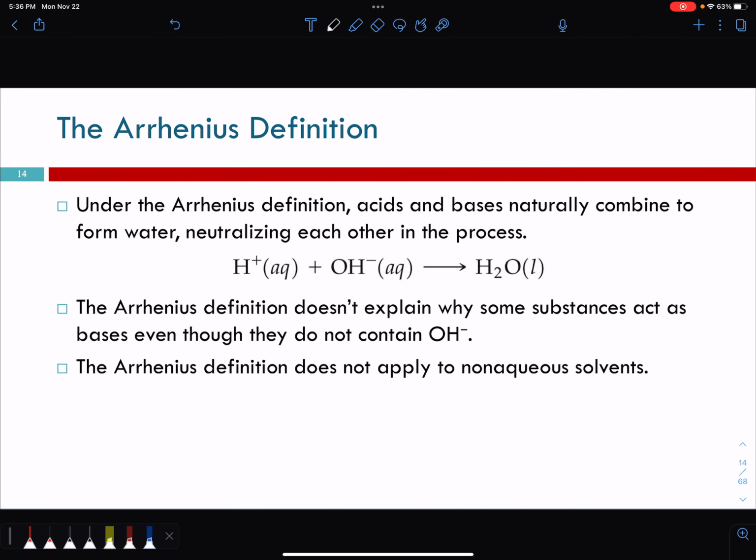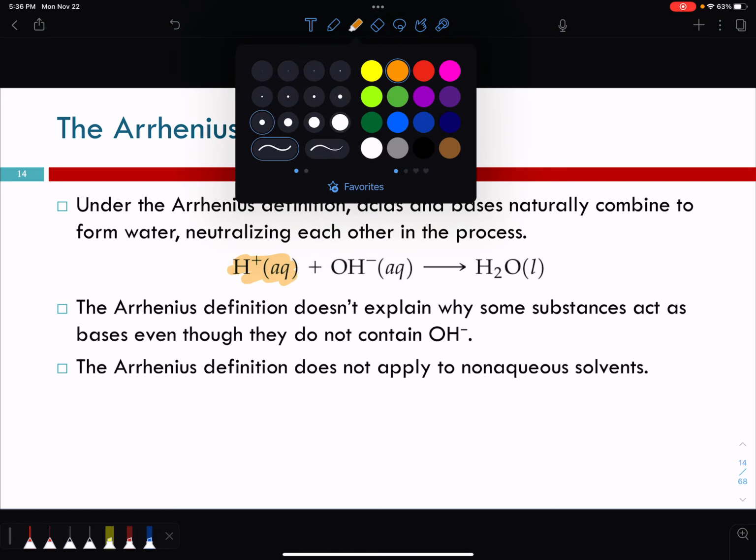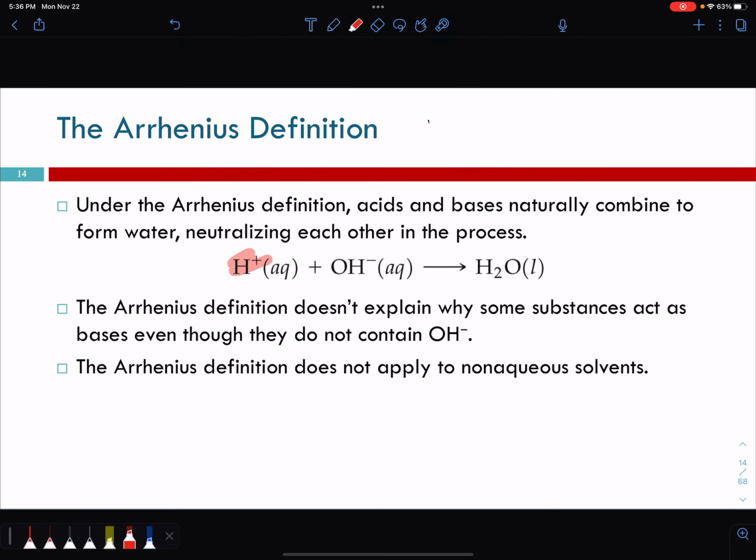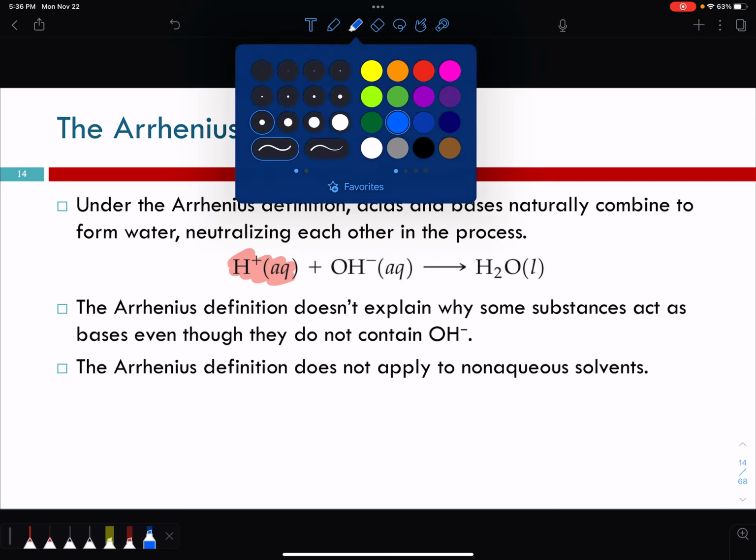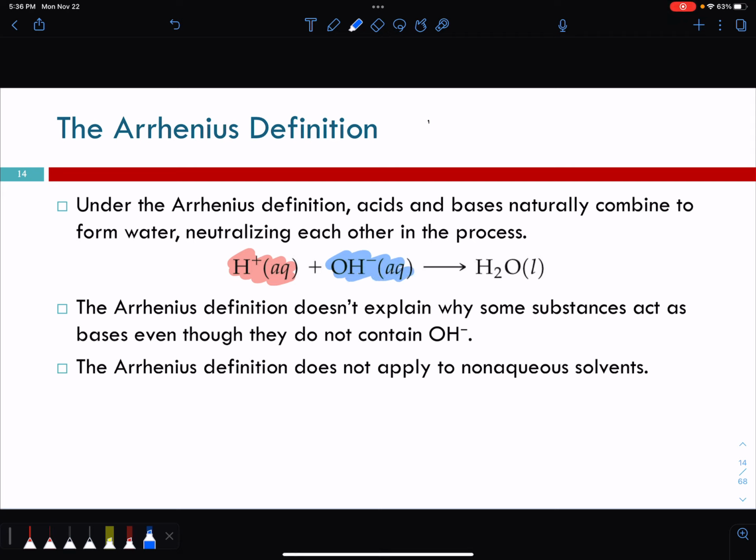So under this Arrhenius definition, acids and bases naturally combine to form water. One is producing H plus, the other one is producing OH minus. You can see that's together, 2 hydrogens and an oxygen, so we can form water. And we're taking this negative charge, combining it with the positive charge.